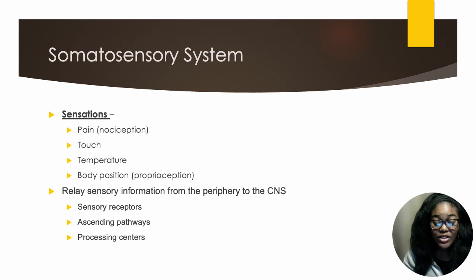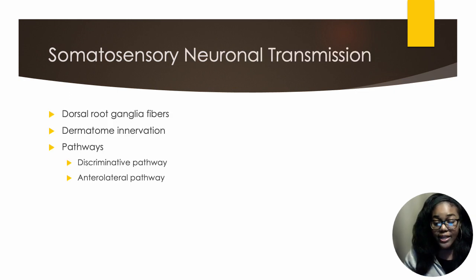All of these sensations help relay information from the outside environment, through our periphery. That could be our skin, that could be our fingers, and it sends those stimuli to our central nervous system. We have different pathways that help with that. We have sensory receptors located on these areas of the body. We have pathways that help direct all of these stimuli to the brain, and inside the brain we have processing centers. So we have neuronal transmission, where an outside stimulus is transmitted through neuronal impulses to the brain.